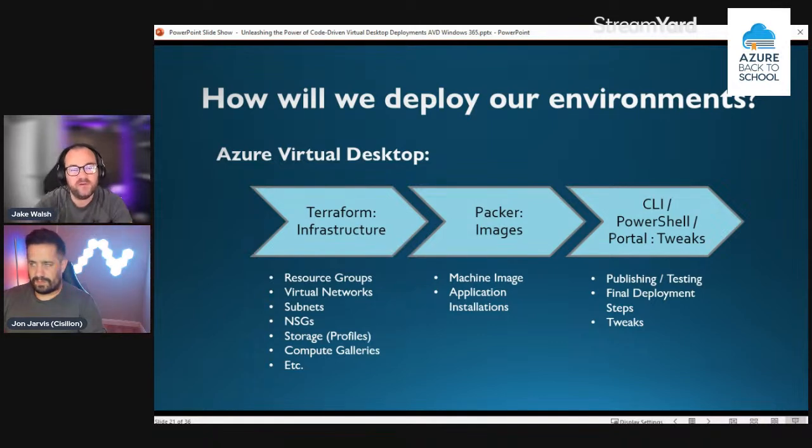As I said, Terraform would be used to provision the infrastructure. That's things like resource groups, virtual networks, subnets, NSGs, storage, profiles if you're using them, for example. Perhaps you've got some application packages, also compute galleries and other resources to support perhaps line of business apps or similar. Packer would then do the machine images, so that would be the actual image, so the OS, the version of the OS pulled from a gallery, and then any customization or applications we need in it.